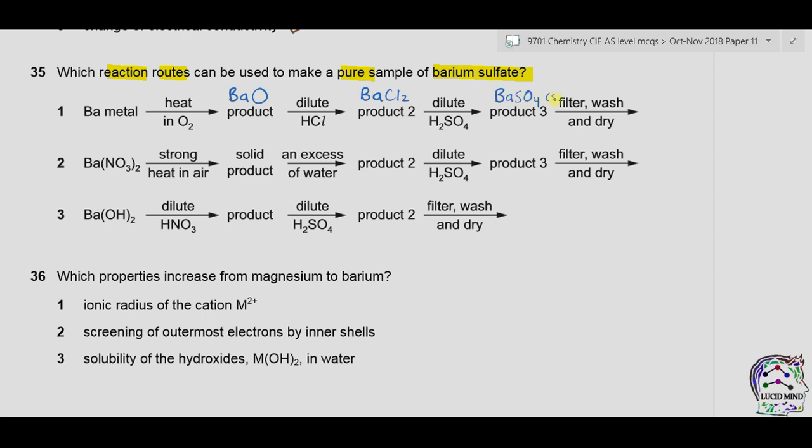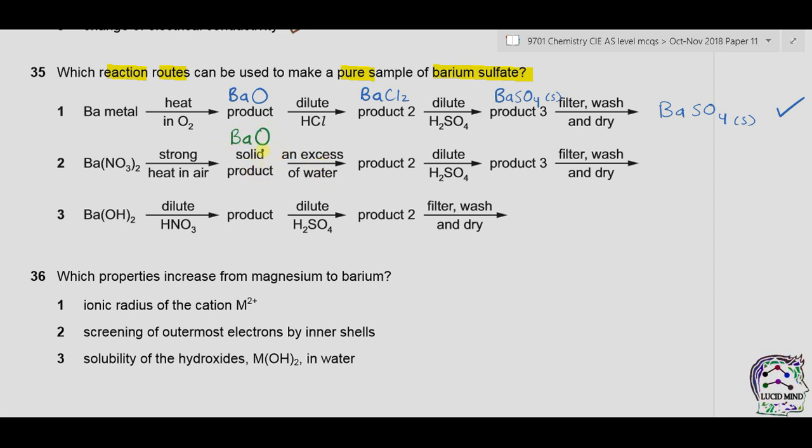Now barium sulfate is an insoluble substance. It can be filtered, washed and dried to obtain a pure sample of barium sulfate. So this process is correct. Second, we have barium nitrate, which is strongly heated in air. Now nitrates heat in air to form oxide, nitrogen dioxide and oxygen gas. So the product is barium oxide, which is solid.